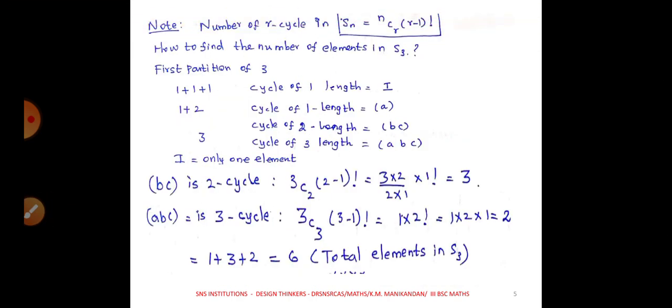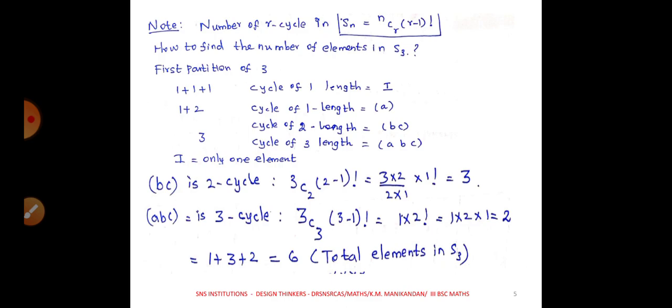So next we find the number of r-cycles in Sn is equal to nCr into (r minus 1) factorial. This is the formula for finding a cycle in the permutation. So now to find the number of elements in S3, first we find the partition of 3. The partition of 3 can be written as 1 plus 1 plus 1. So we are getting cycles of length 1. Totally this will be the identity permutation. Here 1 is mapped to 1 itself, 2 to 2 itself, and 3 to 3 itself. So therefore we are having 3 different cycles of length 1.